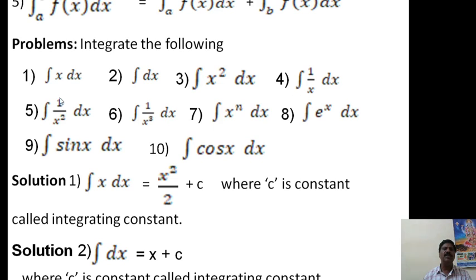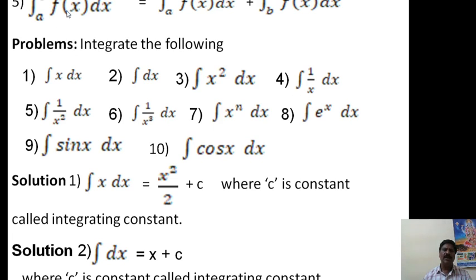And the fifth rule is that the integration of a to c f of x dx is equal to the integration of a to b f of x dx plus the integration of b to c f of x dx. And these are the 5 rules for finding the integration.